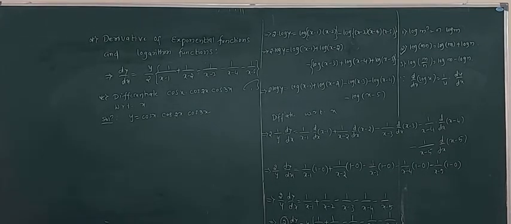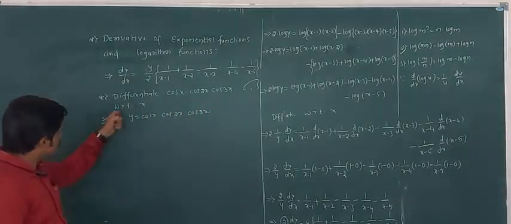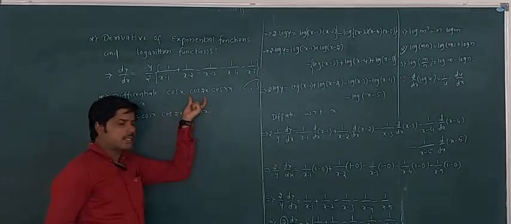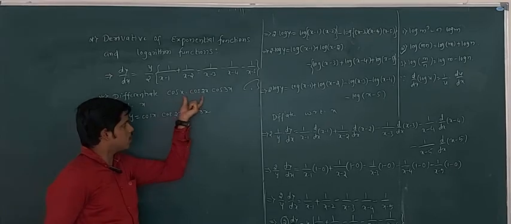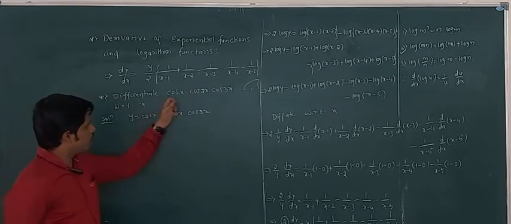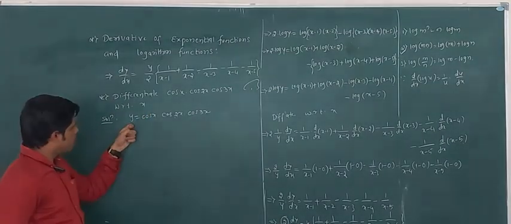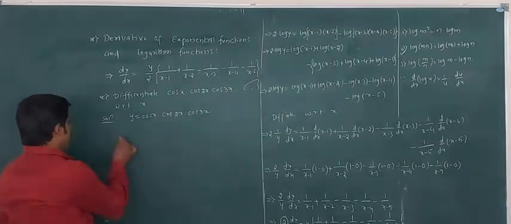So again, consider the next example. Here differentiate cos x, cos 2x, cos 3x with respect to x. Here given is cos x into cos 2x into cos 3x. We have three functions, so now we have to differentiate this function with respect to x. So consider y equal to cos x into cos 2x into cos 3x.